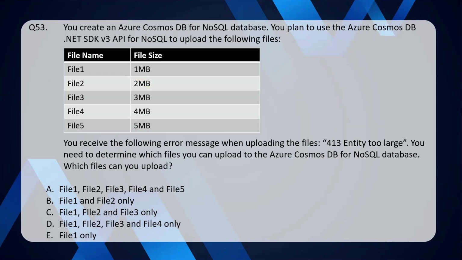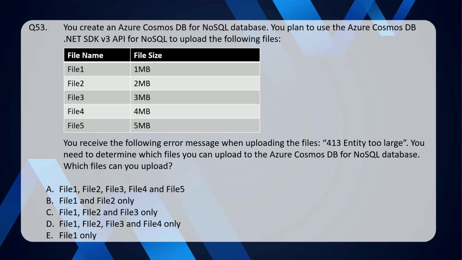Next question. You create an Azure Cosmos DB for NoSQL database. You plan to use the Azure Cosmos DB .NET SDK version 3 API for NoSQL to upload the following files. There are basically 5 files in the question named as file 1 through file 5 and the sizes are 1 MB through 5 MB. You receive the following error message when uploading the files: 413 entity too large. You need to determine which files you can upload to the Azure Cosmos DB for NoSQL database. Which files can you upload?